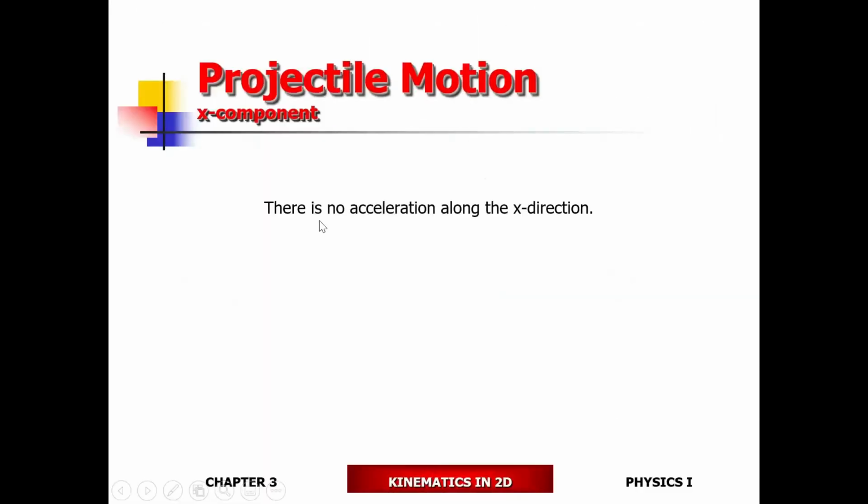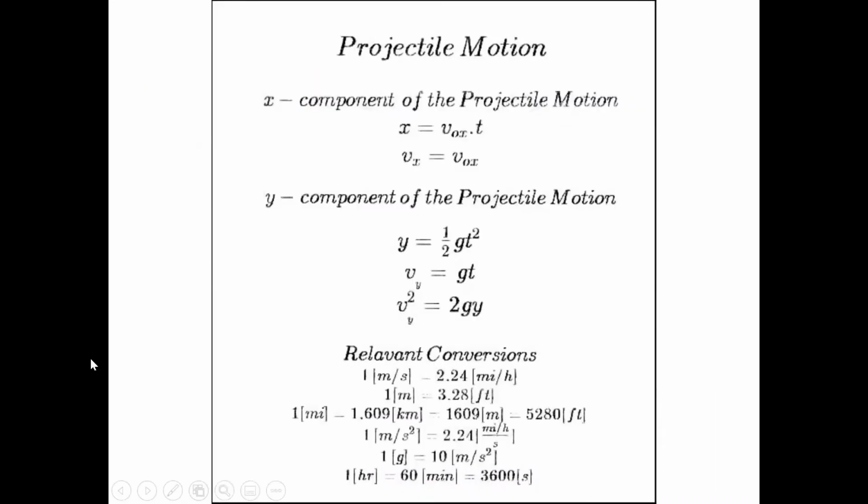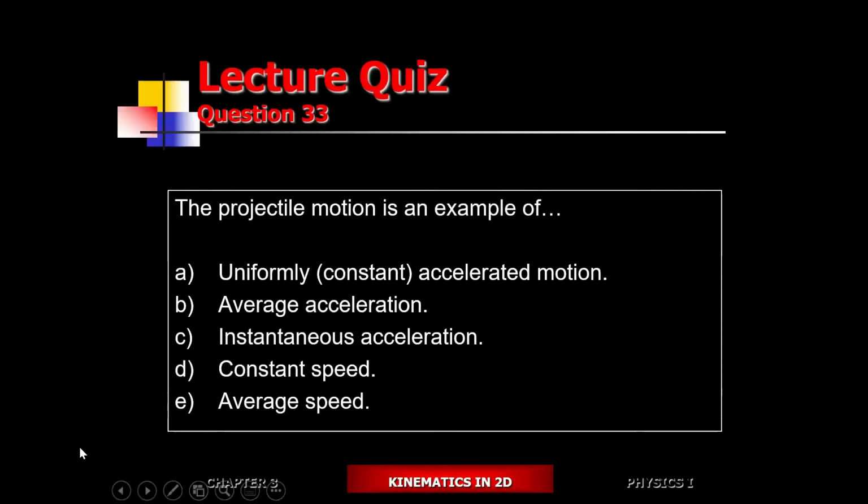So what do we know? There's going to be zero acceleration along the x direction. There's no change in speed. All right. So notice that if you know the time, you know the location along the x direction, and there's not going to be any change in speed. So your initial and final speeds along the x direction will be the same. All right, so we got 5 equations.